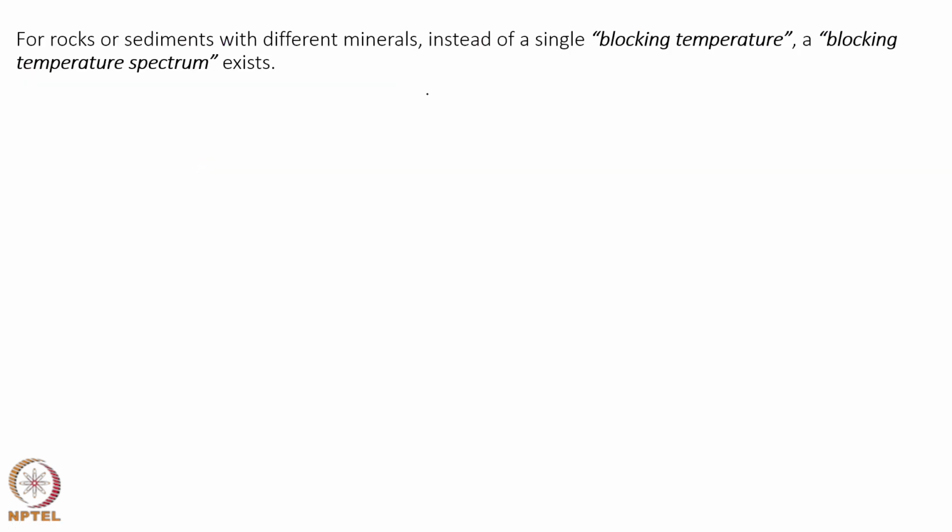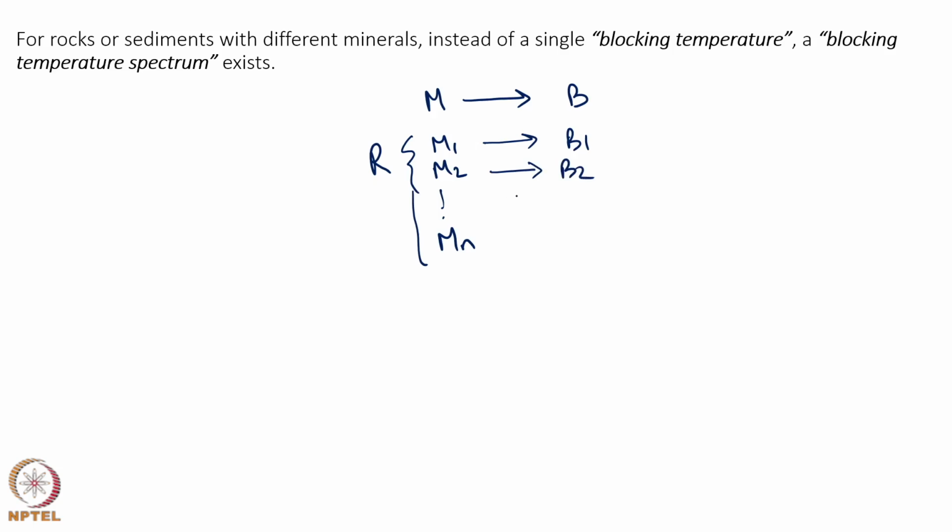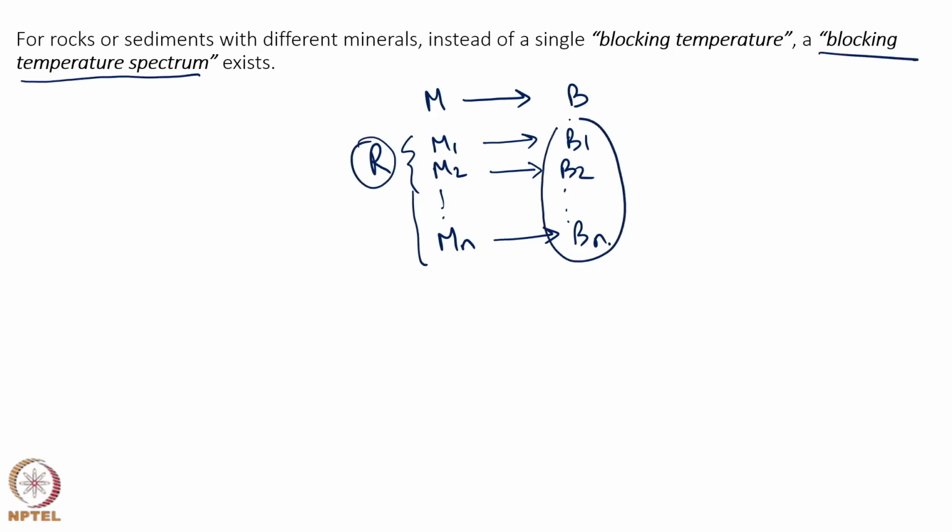When we are dealing with a single mineral, it can have a single blocking temperature, but when we are dealing with a rock with different minerals, each one has its own blocking temperature. Therefore, for rocks, instead of a single blocking temperature, a blocking temperature spectrum exists. This is that blocking temperature spectrum.